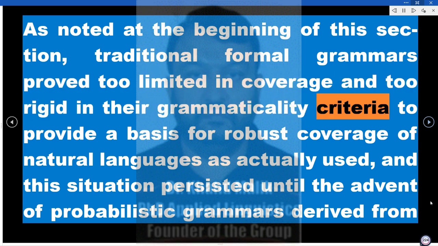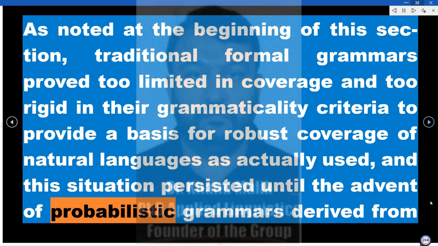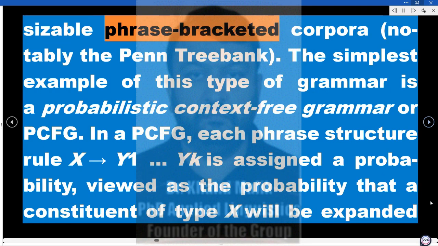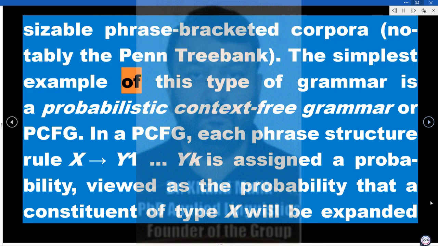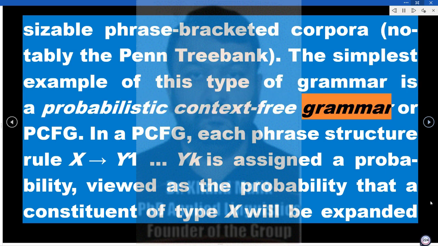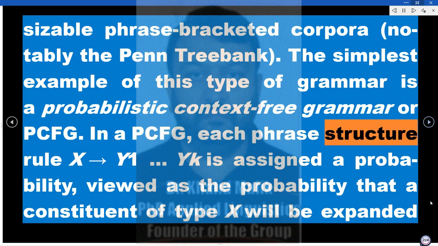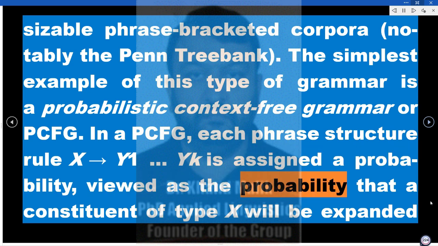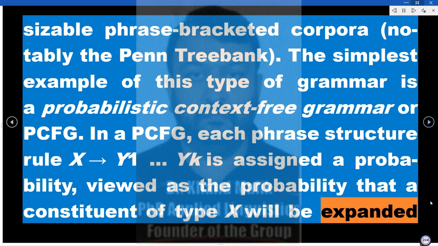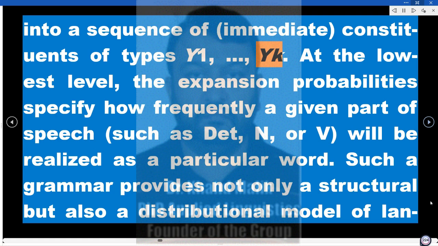As noted at the beginning of this section, traditional formal grammars prove too limited in coverage, and too rigid in their grammaticality criteria to provide a basis for robust coverage of natural languages as actually used, and this situation persisted until the advent of probabilistic grammars derived from sizable phrase-bracketed corpora, notably the Penn Treebank. The simplest example of this type of grammar is a probabilistic context-free grammar, or PCFG. In a PCFG, each phrase structure rule X → Y1...Yk is assigned a probability, viewed as the probability that a constituent of type X will be expanded into a sequence of immediate constituents of types Y1, ..., Yk.